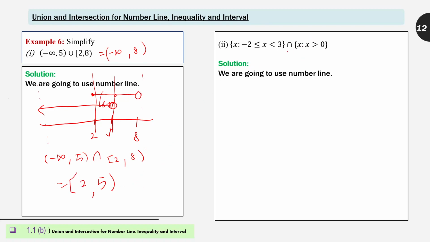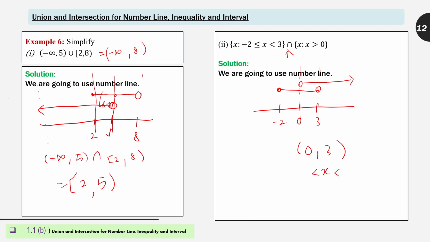Okay, how about this one? Negative 2 to 3. This one is inclusive, this one is exclusive. And greater than 0 is here, so it's not inclusive of 0, and then it is an intersection. The two that fulfill with a line is only here, so we have 0 until 3, or if you want to write it as a set description, 0, 3.